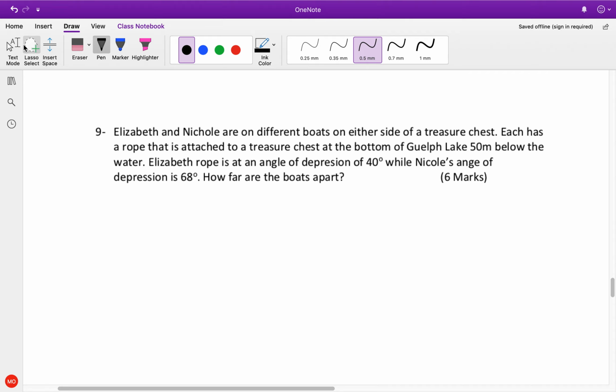Alright, so let's take a look at this. Elizabeth and Nicole are on different boats on either side of a treasure chest. Each has a rope attached to the boat. Let's have some fun here. Let's go.